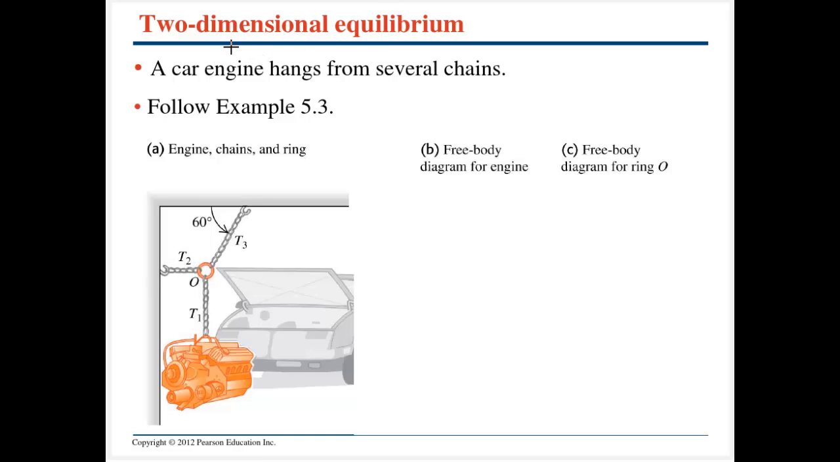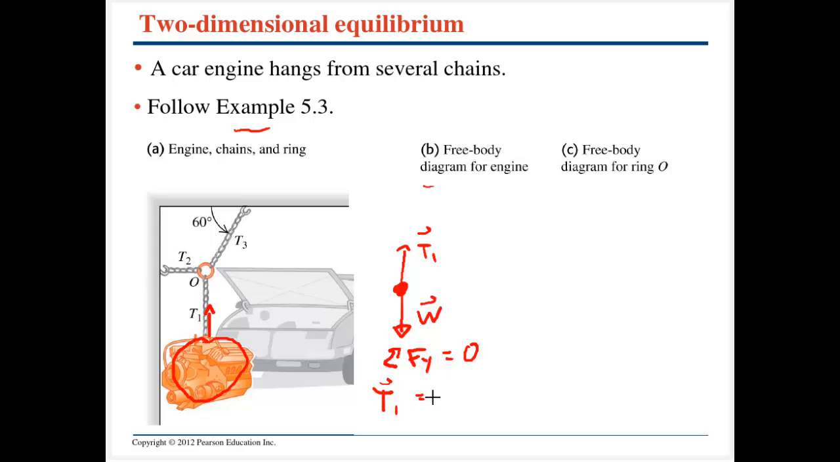We can do this in 2 dimensions if we consider example 5.3, where we have a car engine hanging from several chains. First thing we want to do is draw the free body diagram for the engine right here. Now the engine is going to have its weight going downwards. It's going to be supported by T1 in the upwards direction. And we could do the sum of forces in the y direction for the engine, say that it's not accelerating, and come up with the tension in rope 1 is equal to the weight of the engine.